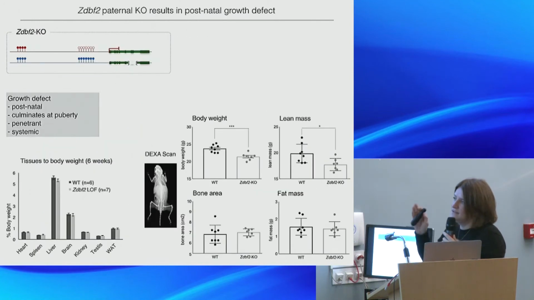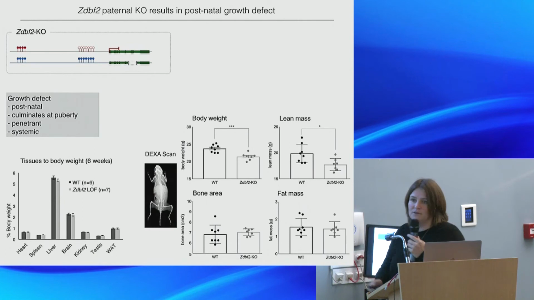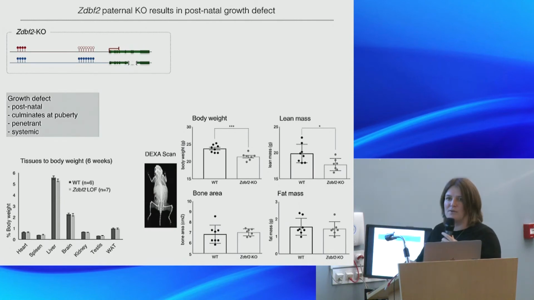What we found is that this growth defect was specifically postnatal. There is no alteration of embryonic growth or fetal growth before birth. It really kicks in at the time of birth. It culminates at puberty. It's fully penetrant and it's systemic, meaning that all the organs are equally affected. If you weigh the different organs of these animals compared to their wild-type counterparts, you can see that there are no differences when you normalize to the full body weight.